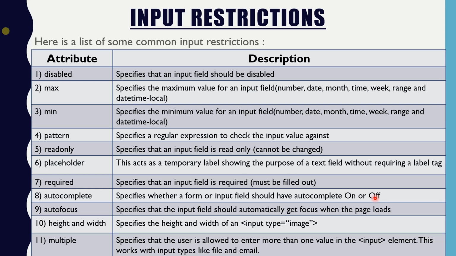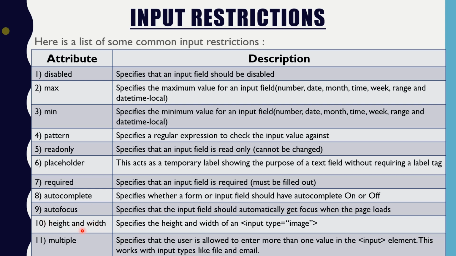Okay. Then next is autofocus. Autofocus specifies that the input field should automatically get focused when the page loads. This means that it shows where the cursor should be. So if the autofocus is on the first field, what will happen when the page loads? You can see that the cursor will be blinking on the first field. If you set the autofocus on the second field, then when the page loads, you will see that the cursor will be on the second field and it will start blinking there. So that is because of autofocus.